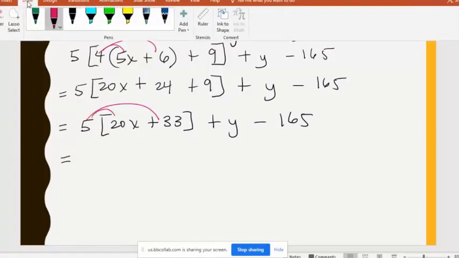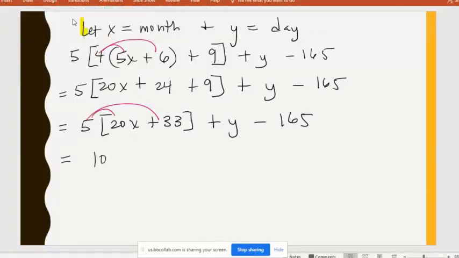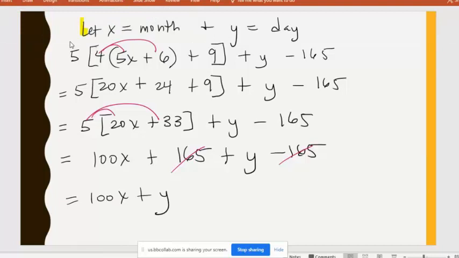Distribute again. Okay. And that gives us 100x plus 5 times 33. Let's see. I mean, isn't that 165? Okay. 165 plus y minus 165. And now we see that those two values cancel one another out, right? So I just cross them out. And altogether, we say 100x plus y. So I'm saying this is an identity because it worked for any x and any y, right? Any x and any y. But why does it work?